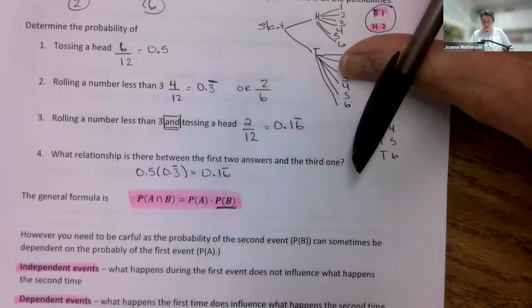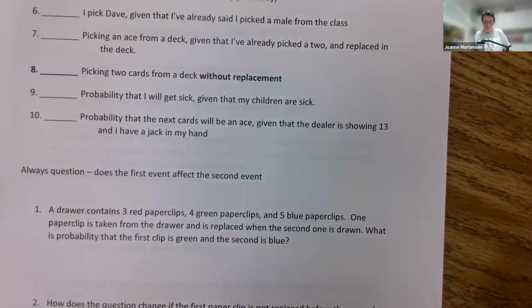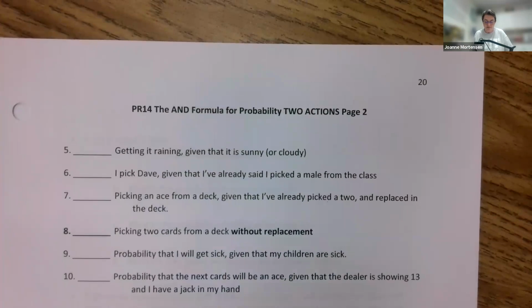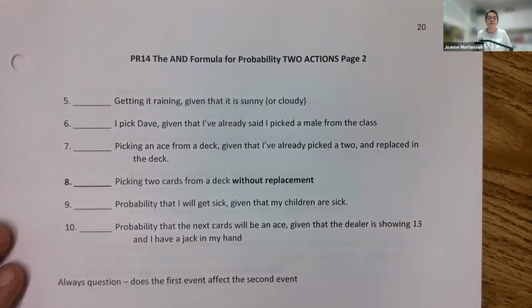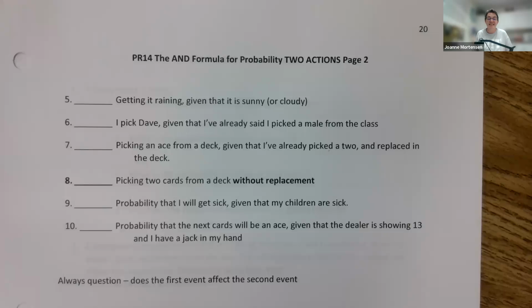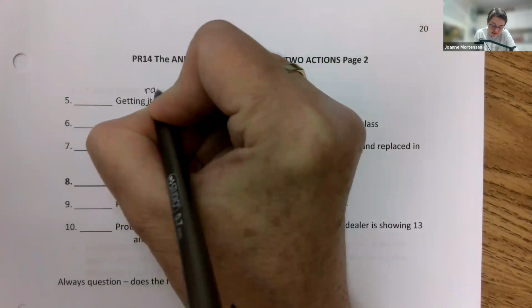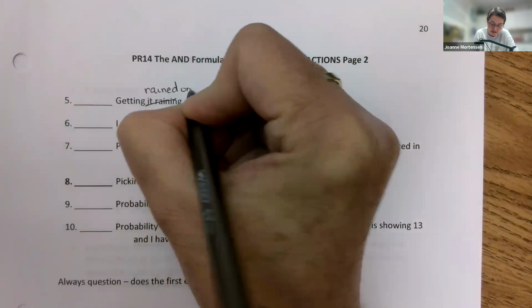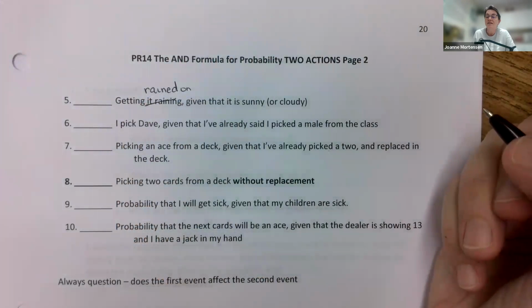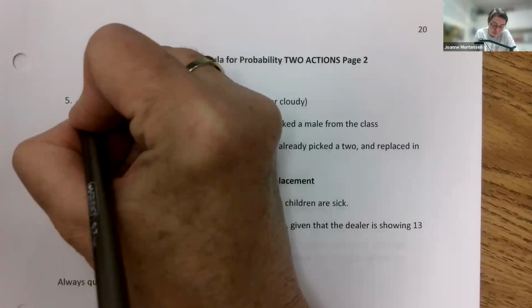Okay. Now, by the looks of it, there is another page. All right. Getting rained on, given that it is Sunday, sunny or cloudy. Well, that's going to depend. If it's a sunny day, you would not expect to get rained on. Or if it's cloudy, you might expect to. So those depend on one another. So that's a dependent event.